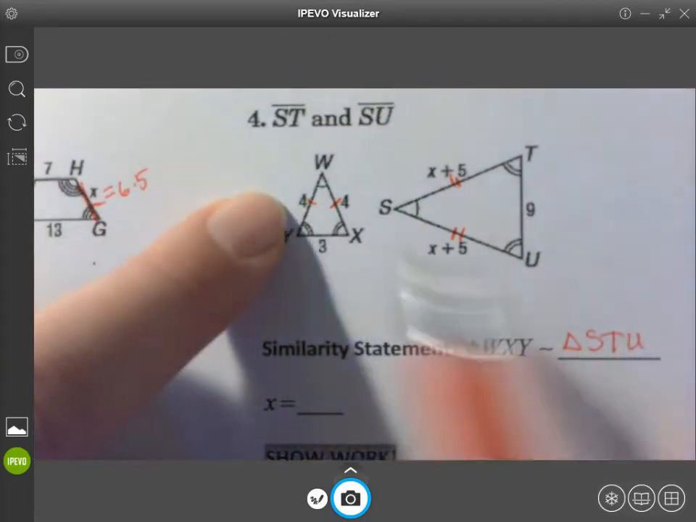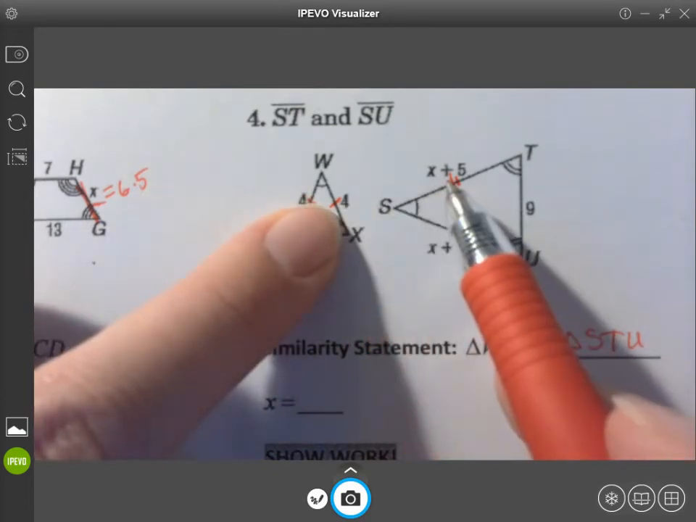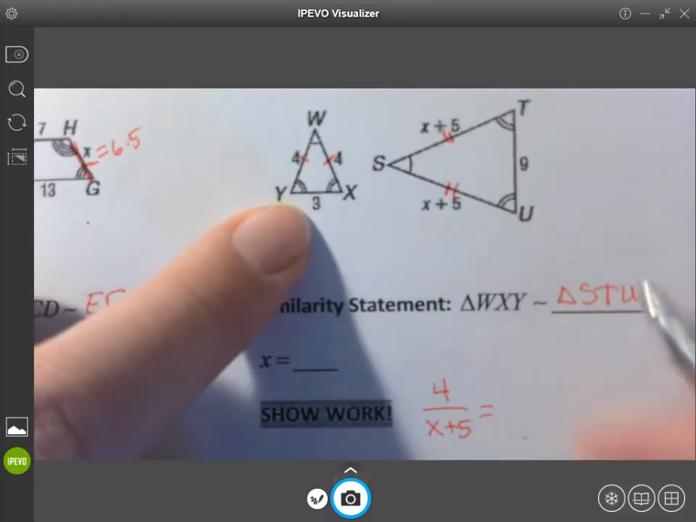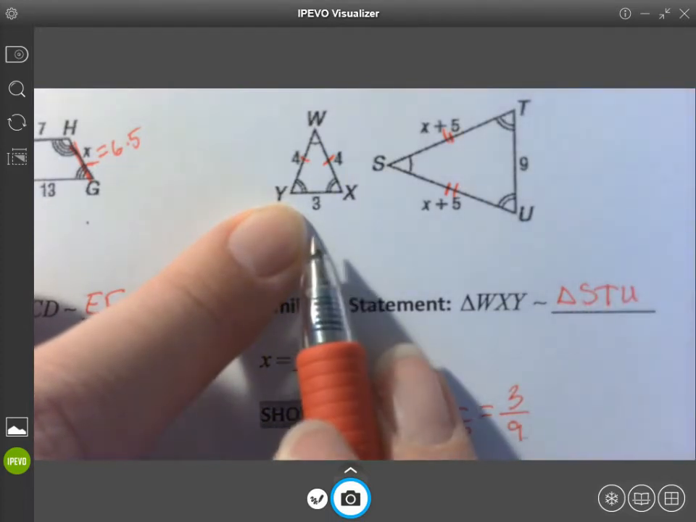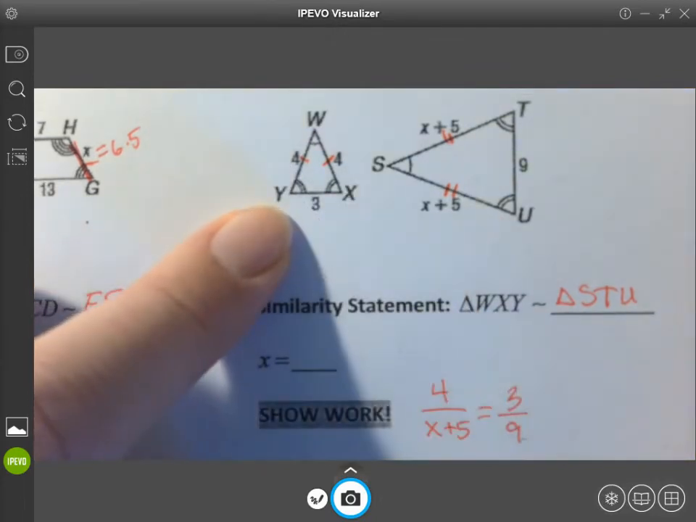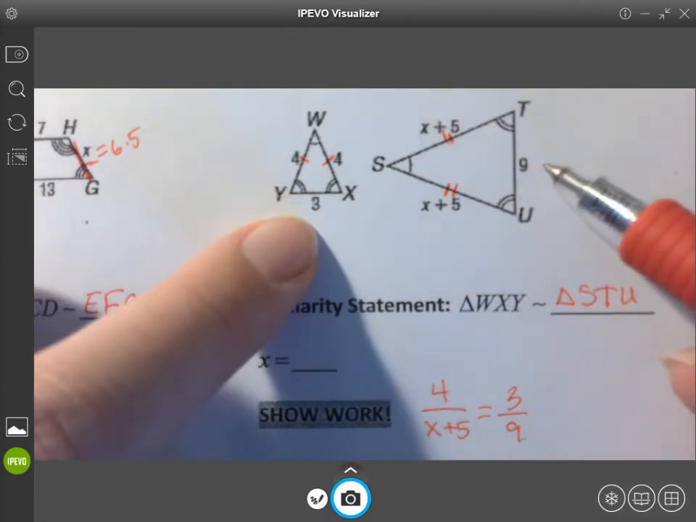The problem is if I take 4 over x plus 5 equals 4 over x plus 5, that doesn't help me. So let's do one of the unknowns, 4 over x plus 5, and set it to one side that we know, which is the base, 3 over 9. And I call that a base because it is an isosceles triangle, legs and base. So again, we want one unknown with one set of known.